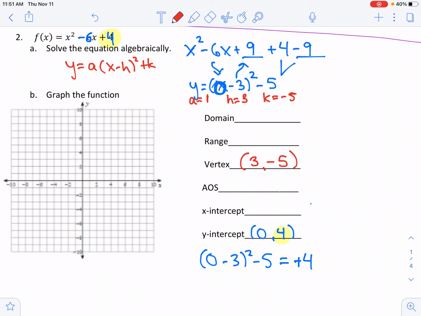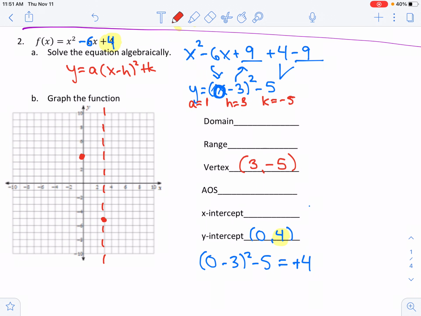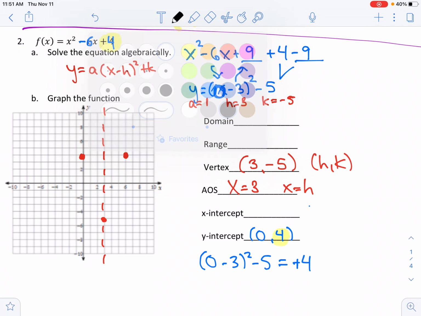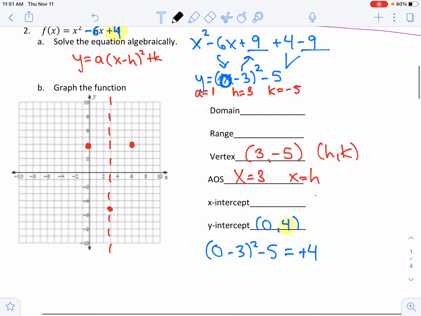And we're going to graph. So we're going to go over 3, down 5. We're going to cross the y-axis at 4. It's going to fold in half, have an axis of symmetry at x equals 3 or x equals h, which is what your yellow sheet will tell you. And that means if I have a dot right here, we'd also have a dot right here. So you have enough to complete the graph.